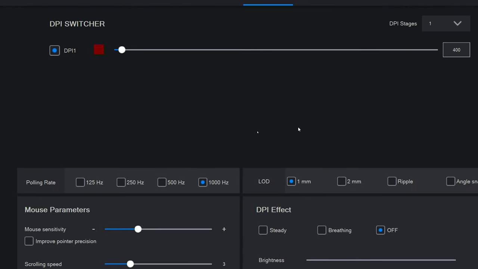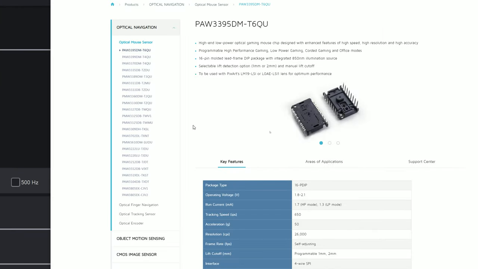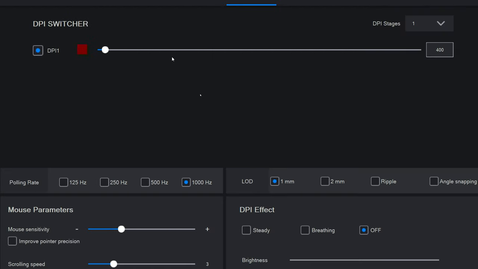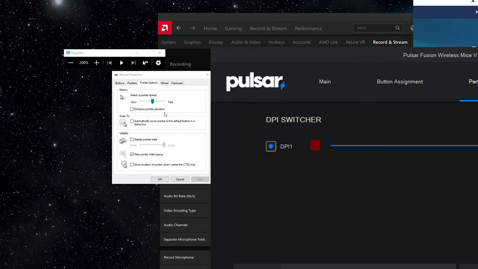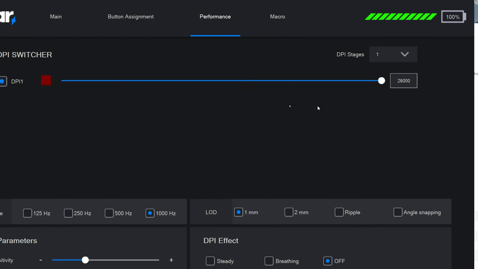All right, I'm gonna try to keep this short. The PAW3395, high sensitivity users, 26,000, six. And the same problem is at 12,000 DPI. When you move it very slowly, it starts to move extremely slowly.